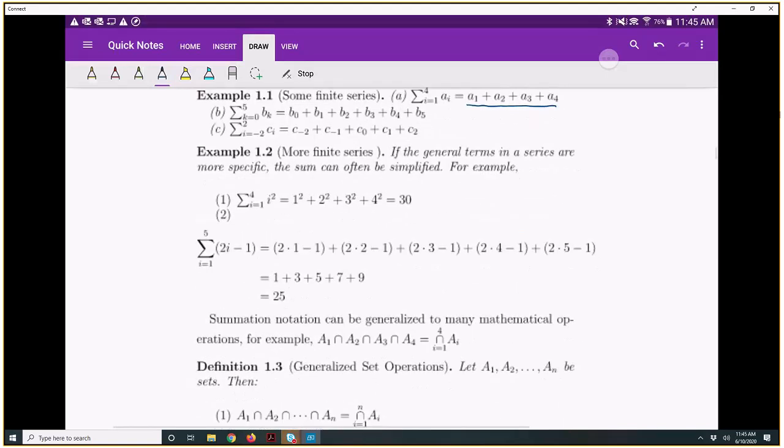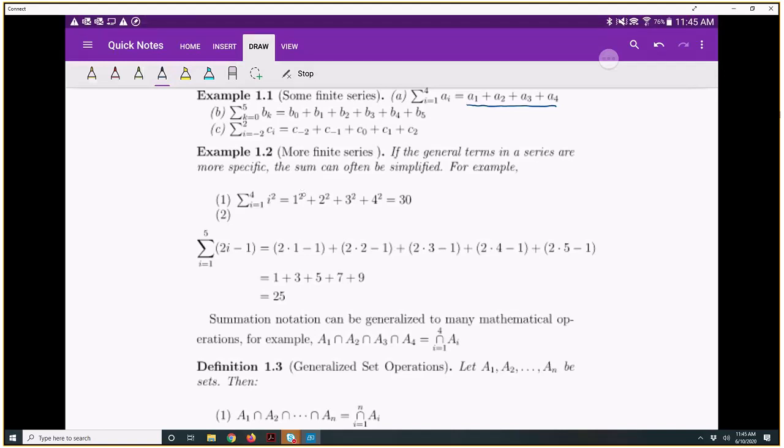In general, the terms in our series will be more specific than in the first example. It won't just say a sub i or b sub k. You might actually have a formula for the terms. Like here, in the first example, this is going to be the sum, i going from 1 to 4, of i squared. So we're just going to take each of the integers between 1 and 4, square them, and add them up. So the initial index is 1.